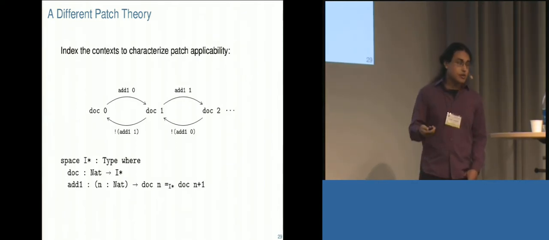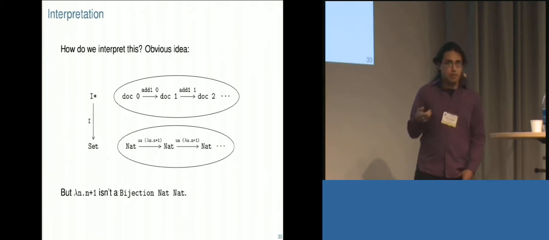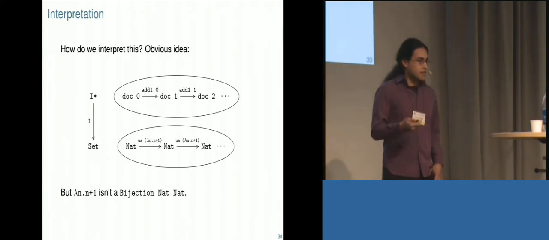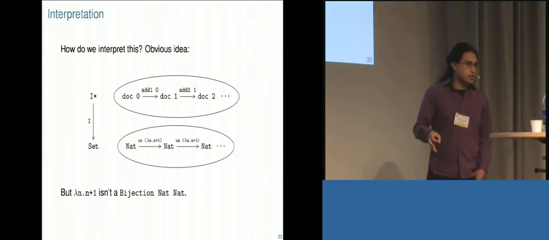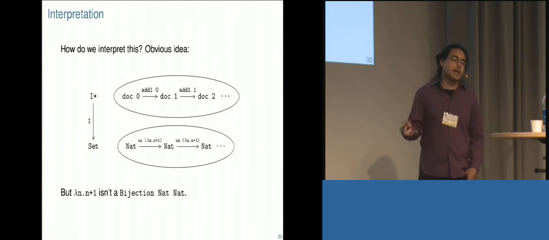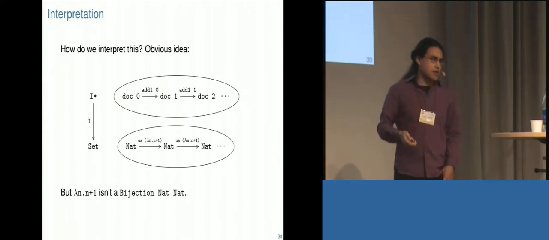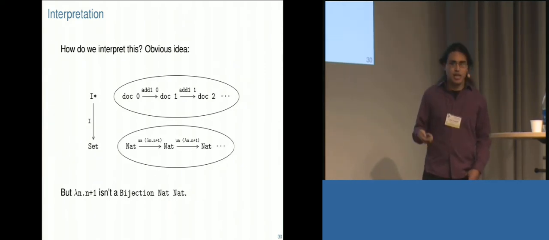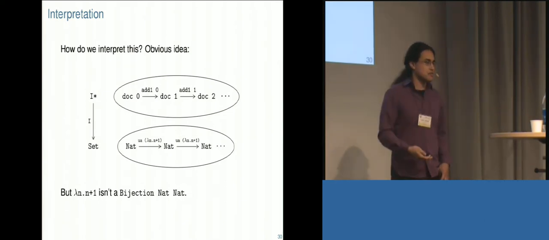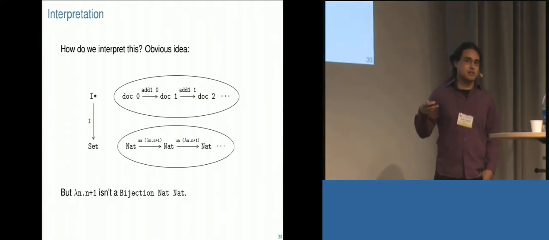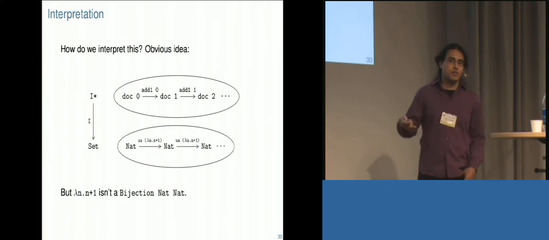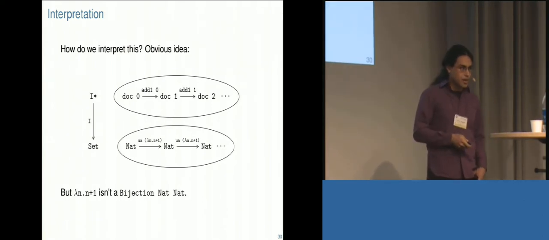Okay, so I star here is the theory. And how do we interpret it functorially? Well, the obvious thing to do is to forget about what I just did, and just interpret every Doc n as the natural numbers. The problem with this is that the successor function isn't a bijection on natural numbers. Actually, that's exactly what I just got through saying. So univalence doesn't give you an identification of Nat with Nat by the successor function.